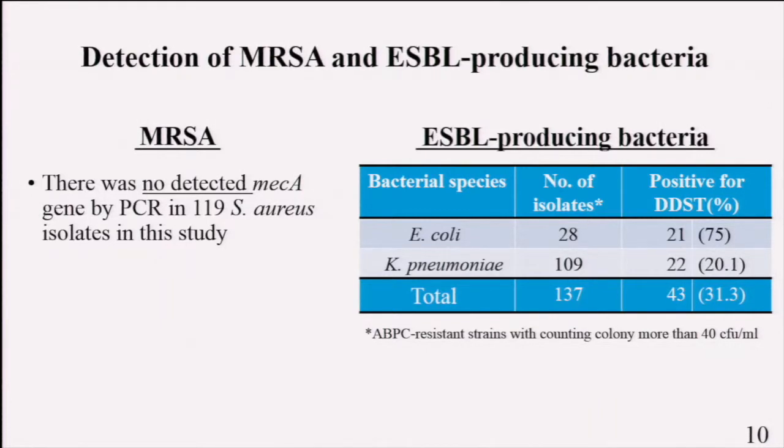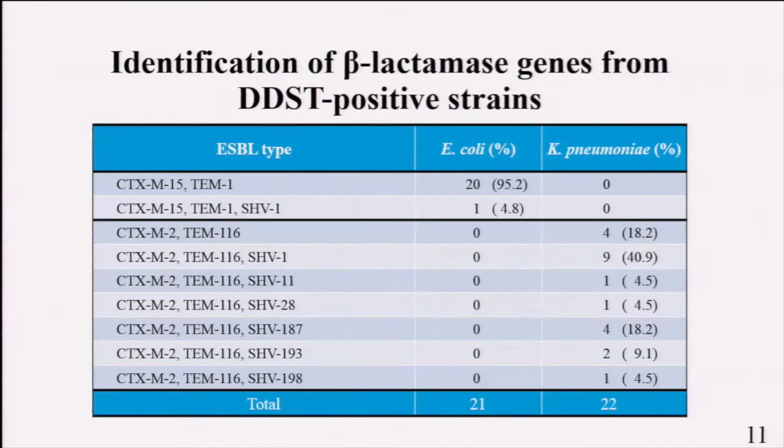First of all, we couldn't detect the mecA gene from all of the isolated Staphylococcus aureus in our studies. However, for the ESBL producing bacteria, from the selected 137 strains, 43 strains were positive for the double disc test. So we further identified the beta-lactamase genes and report the genotypes.